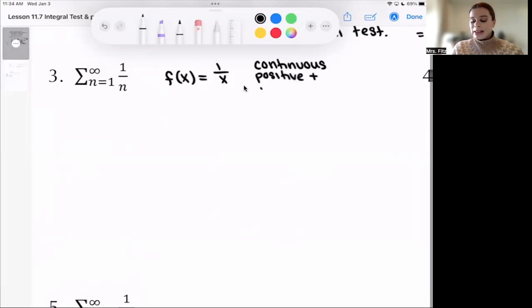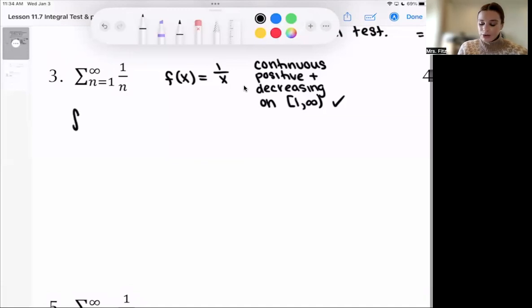And it is decreasing because that denominator is just going to keep getting bigger and bigger, making the whole thing smaller. And that's on the interval from 1 to infinity. Check. Our initial condition has been met. Okay, so now we're going to set up our improper integral. We have the integral from 1 to infinity of 1 over x dx.